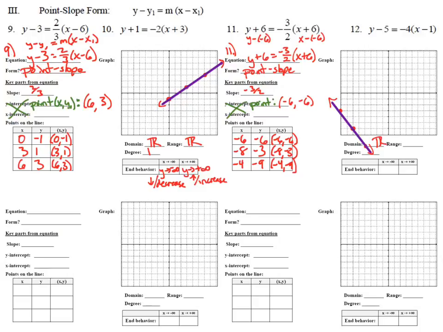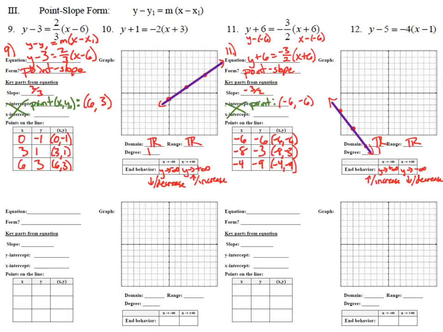Again, domain and range, all real numbers with the degree of 1. With our end behavior, as x approaches -infinity, y approaches +infinity, or we're going up or increasing. And then as x goes to +infinity, y goes towards -infinity, or it's going down or decreasing. And there are the point slope forms.